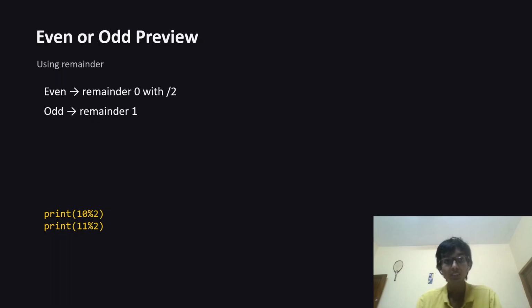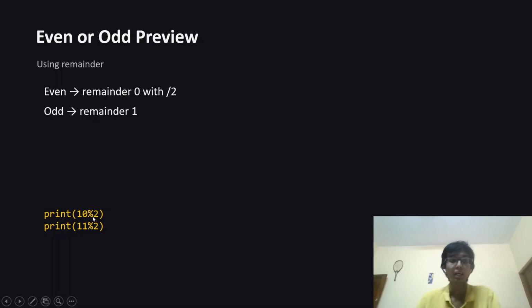So when you want to see if a number is odd or even, we divide the number by 2 and take its modulus. If the modulus comes out to be 0, we know it is an even number. But if the remainder, the modulus output, comes out to be 1, we know it is an odd number. We have code doing that. Here we have 10 divided by 2 and 11 divided by 2.